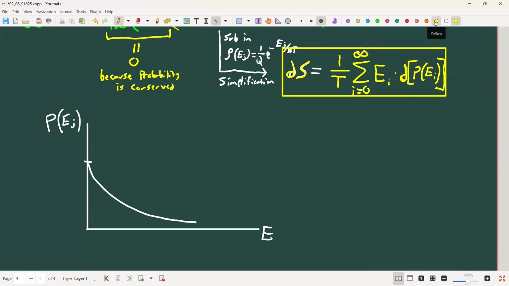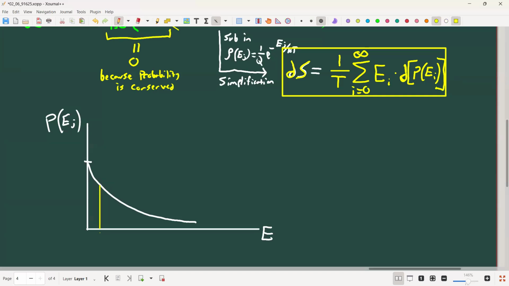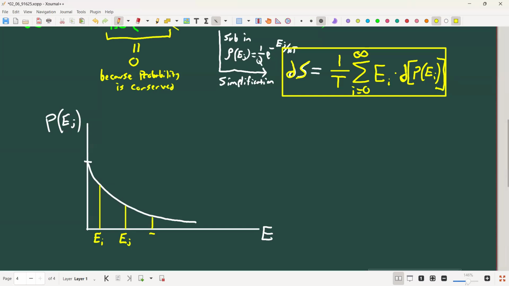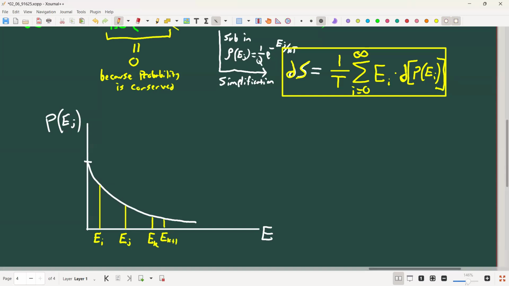And let me just mark a couple of points on this curve. Maybe we check energies at this one, E sub i. Maybe we check ones at E sub j. Maybe we check something at E sub k. And just to be safe, we check at E sub k plus 1. And what this says is that out of all my checks, the probability I'm going to get a molecule in energy E sub i is that probability.